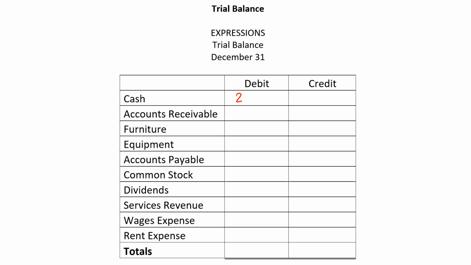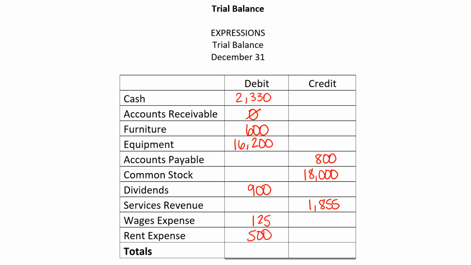So cash had a debit balance of $2,330. Accounts receivable had a zero balance. Furniture was $600. Equipment was $16,200. Accounts payable had a credit balance of $800. Common stock credit balance of $18,000. Dividends debit balance of $900. Service revenue credit balance of $1,855. Wages expense debit balance of $125, and rent expense debit balance of $500.